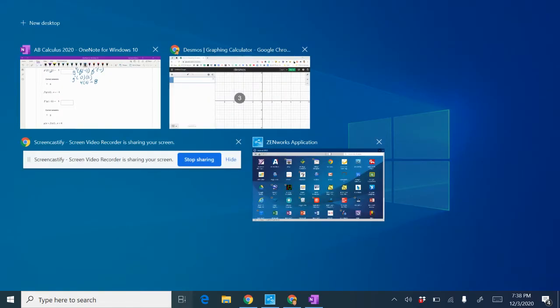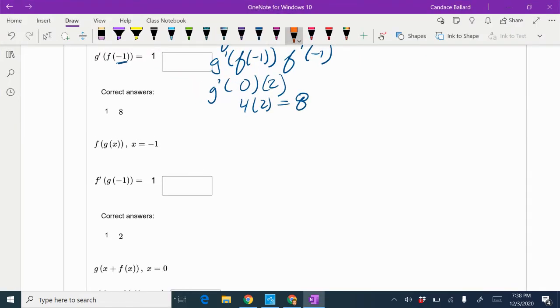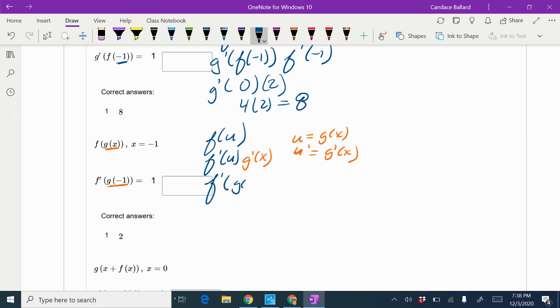All right, this one is going the other direction. So I'm getting the u this time. The u this time is g of x, so u prime equals g prime of x. And then when I substitute in, I'm going to get f of u. And then I take its derivative, f prime of u, times the derivative of the inside, which is g prime of x. I'm going to plug my u back in. So f prime of g of x times g prime of x.